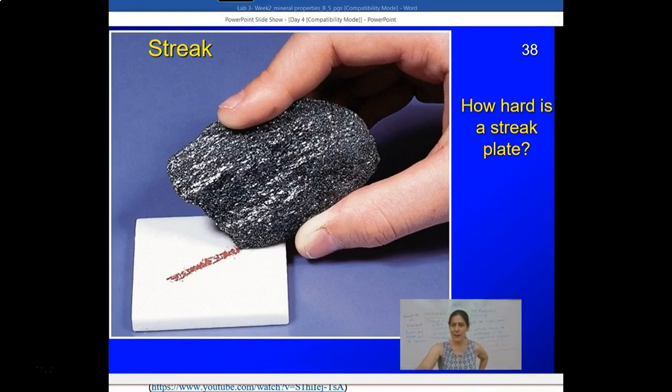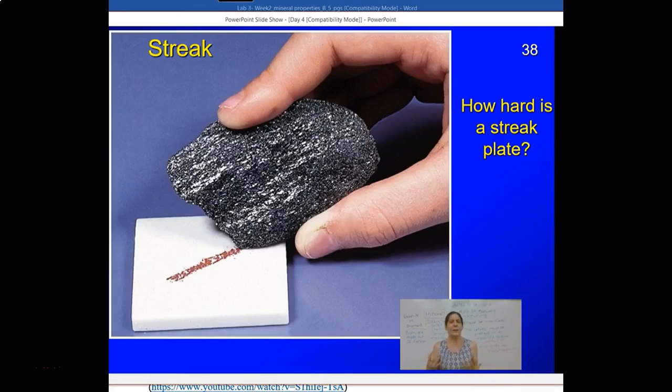Do you guys remember how hard a streak plate is? These are just things you need to know for the mineral exam. The hardness of it is 6.5. Will diamond leave a streak on a streak plate? No, diamonds are harder than 6.5. If I rub a diamond against the streak plate, I'm going to make a gouge in the streak plate.